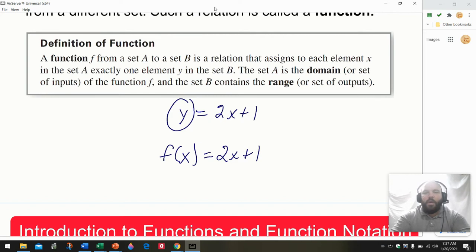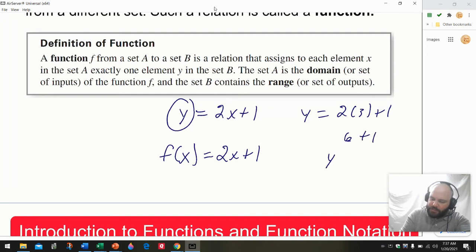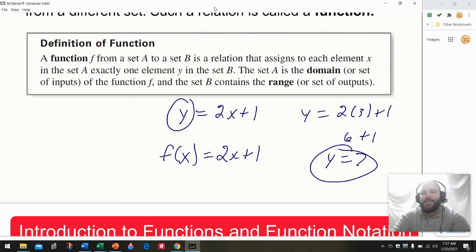So what function notation allows us to do is to know what number is put into the function and then what output is paired with that input. So as an example, if I wanted to put the number 3 in, I would just write y equals 2 times 3 plus 1. I'd get 6 plus 1, and I would just get y equals 7. So if we just had y equals 7, that does not tell us anything about what number was put into the function to get that output.